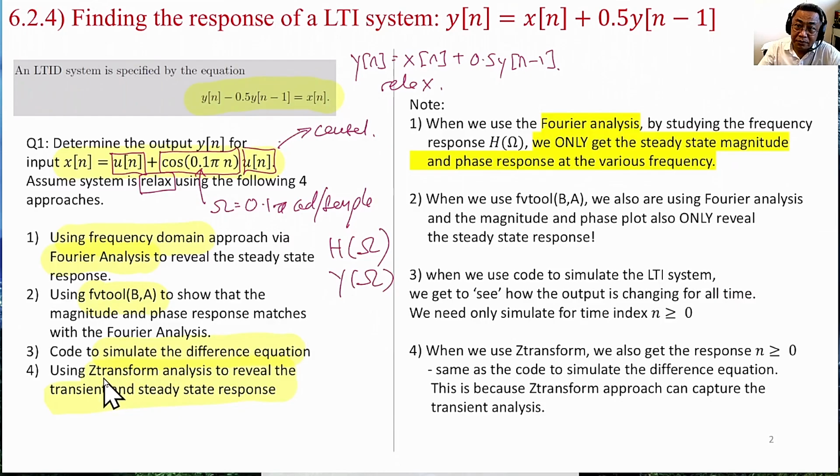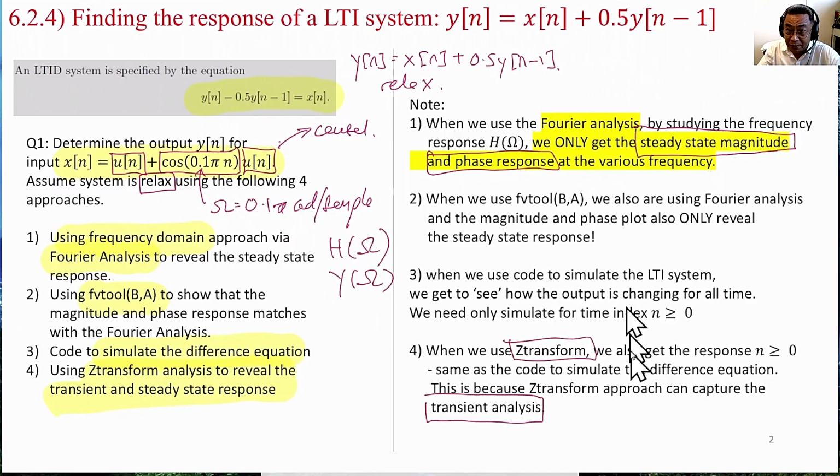Now, the interesting thing that you will begin to understand is that the Fourier analysis gives you only the steady-state response, while the Z-transform gives you the transient as well, and of course the steady state. Alright, so this is a key difference between Fourier analysis and using the Z-transform for the analysis of the response of this system. Now if you use FV2, you're basically using Fourier analysis. And if you write code to simulate the difference equation, you're basically getting the same result as the Z-transform. Okay, let's proceed.